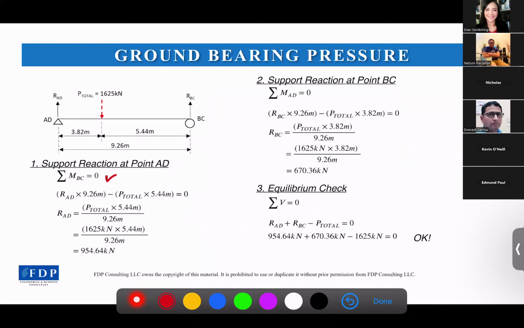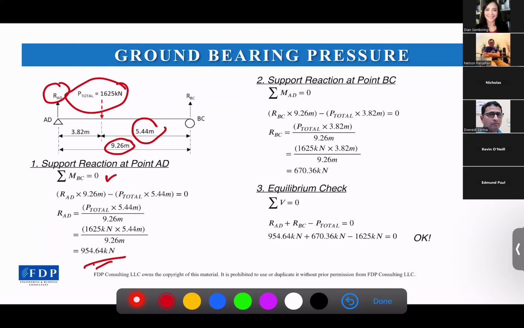So what is the moment at BC? There will be R_AD times 9.26 meters, the distance to BC, minus P total, which is the total weight that we have calculated before, times 5.44, the distance to BC, and we get the reaction at AD is 54.64 kilonewton. This is a combined reaction between outrigger A and outrigger D.